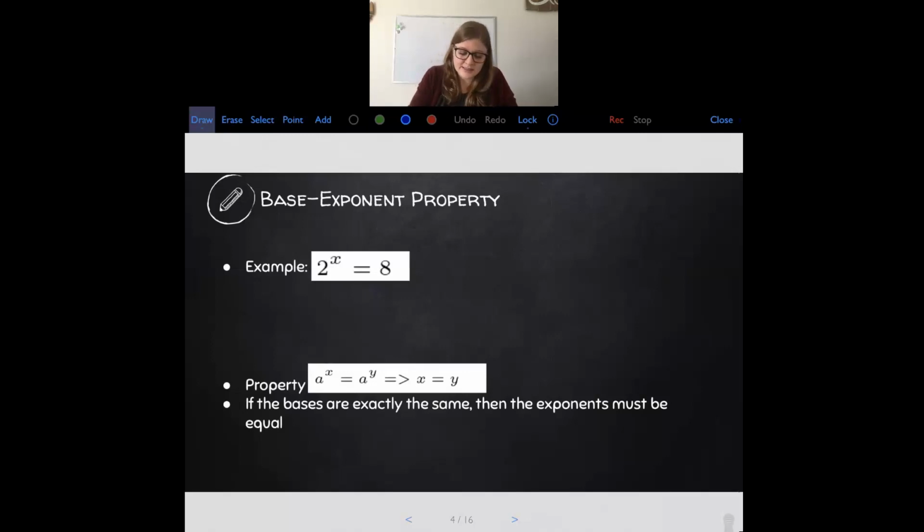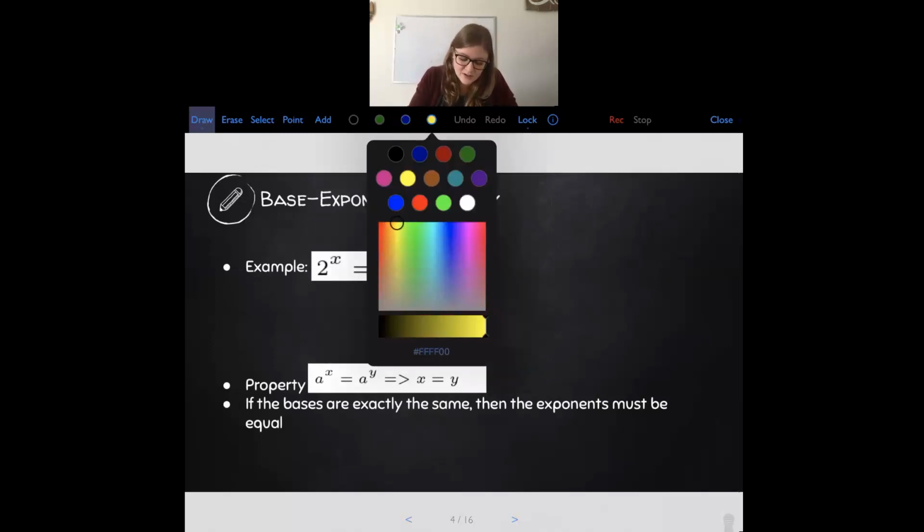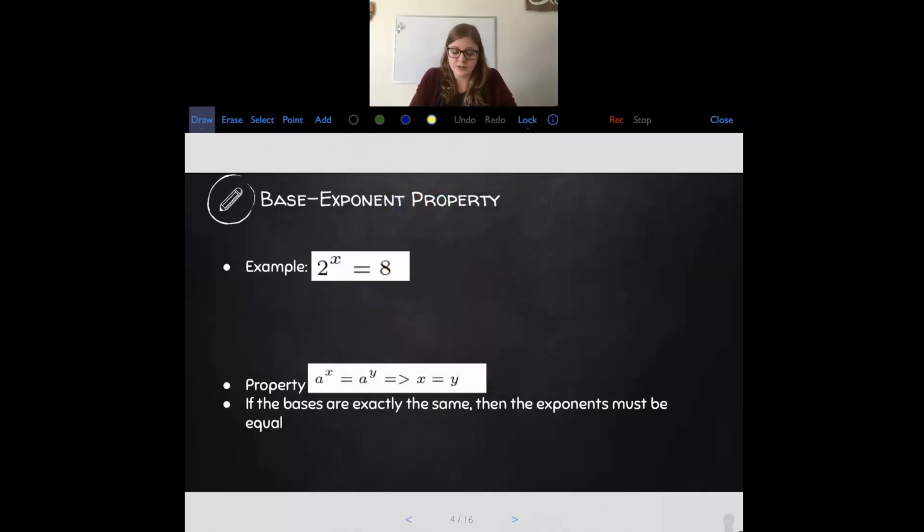First, let's take a look at this example. We have 2 to the power of x equals 8. If we're solving this, the value of x is the value that makes the equation true. Another way to think of it is, 2 to what power equals 8, and that would be 3, because 2 to the third equals 8.